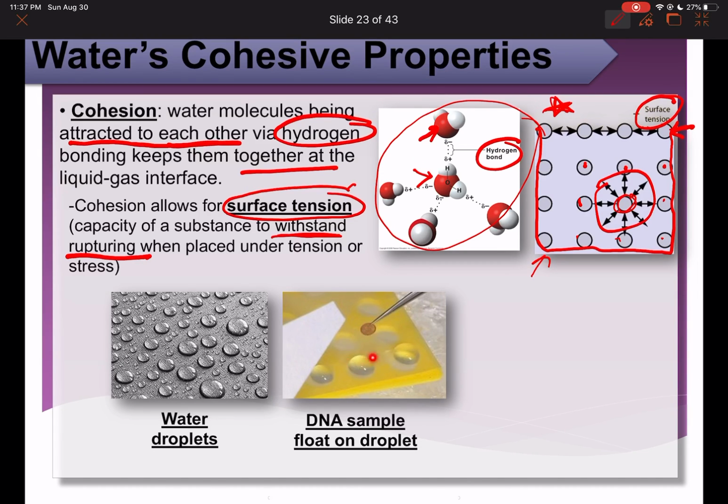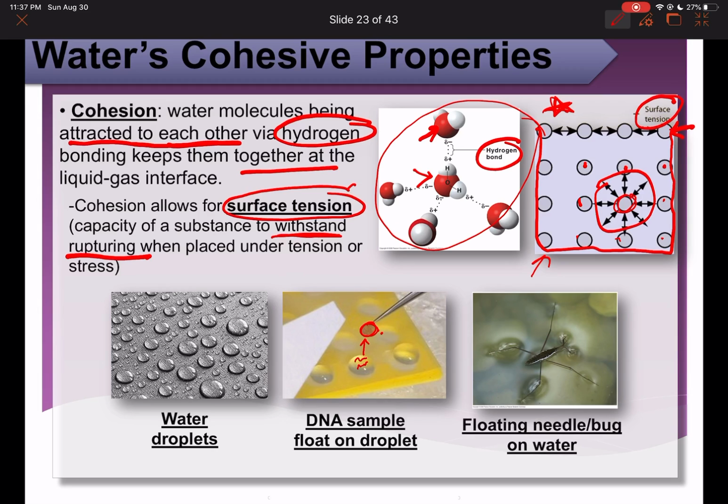So we have a water droplet, and sometimes we would add a DNA sample to it, where it floats up on top and sticks to that particular interface, so that we can look at DNA under the microscope, electron microscope specifically. It also explains why some insects or a needle can float on water: the surface tension is able to hold the object up.